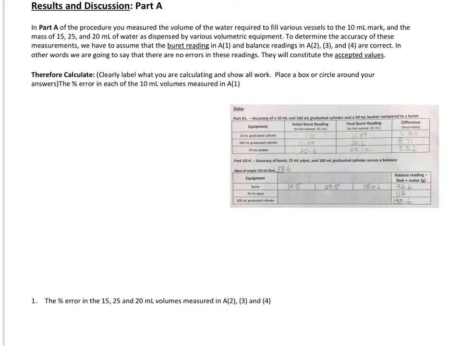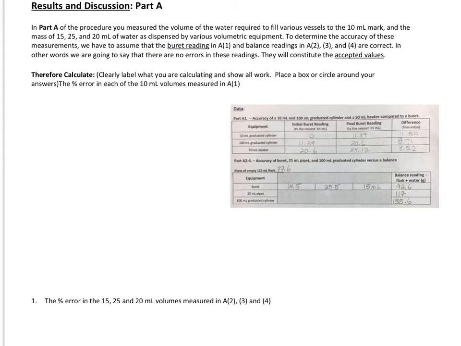So let's start with part A. And specifically, let's talk about part A1. Okay, so you measured the volume of water, and what you were doing was filling each of the vessels to the 10 milliliter mark. And then in part A2 through 4, you used the 15, 25, and 20 milliliters of water. So let's start by looking at A1.